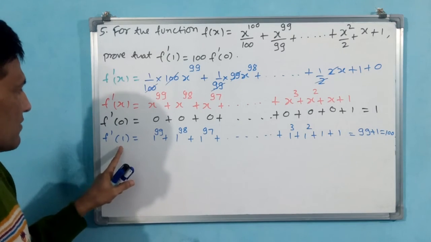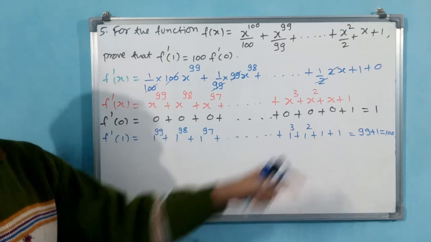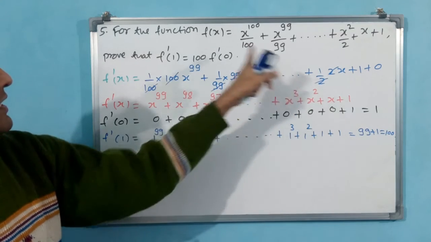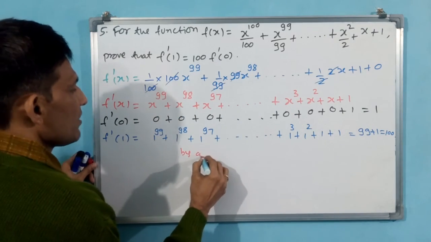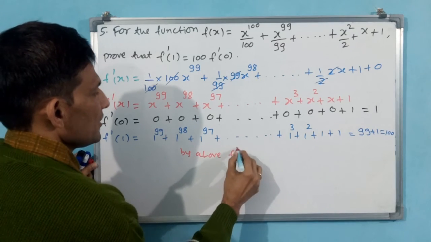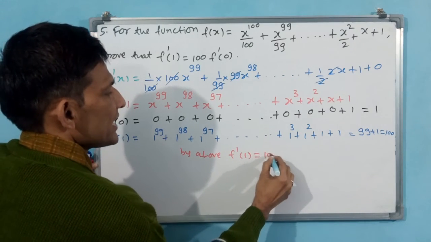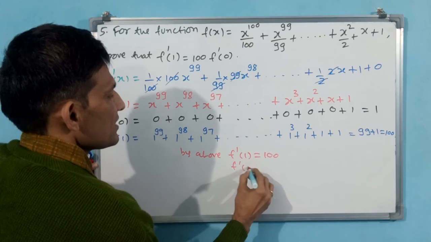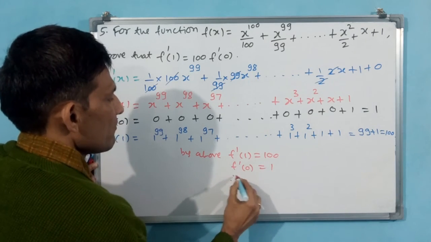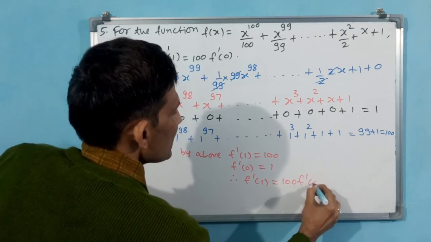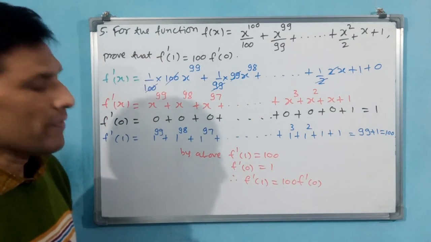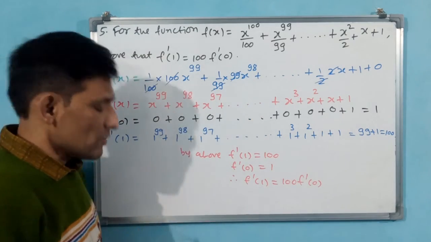Now you tell me, f dash 1 is equal to 100 times f dash 0. Okay, that's what he is asking. By above, f dash 1 is equal to 100, f dash 0 is equal to 1. Therefore, f dash 1 is equal to 100 times f dash 0. Okay, like this you write and close this question.